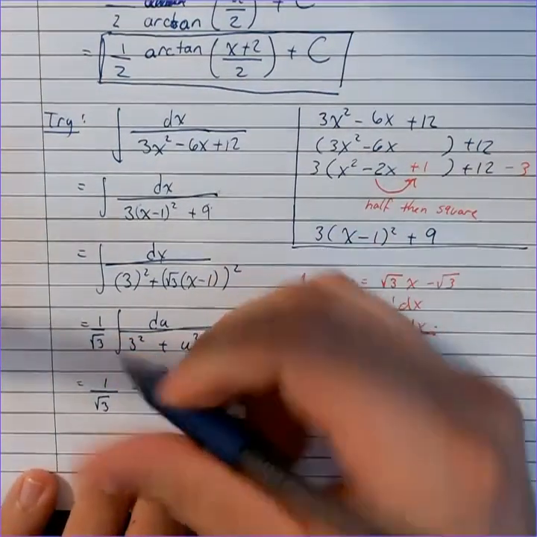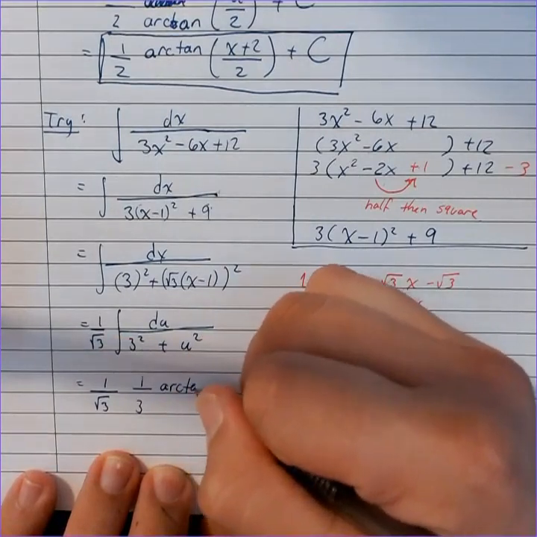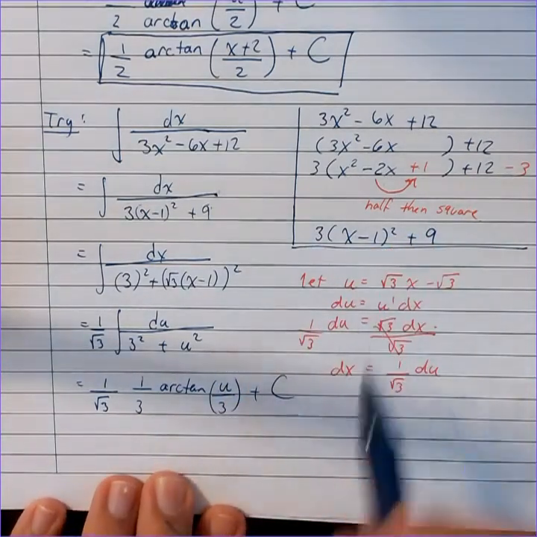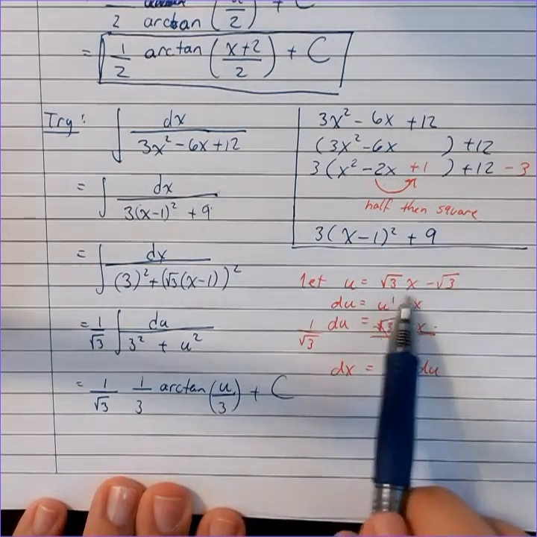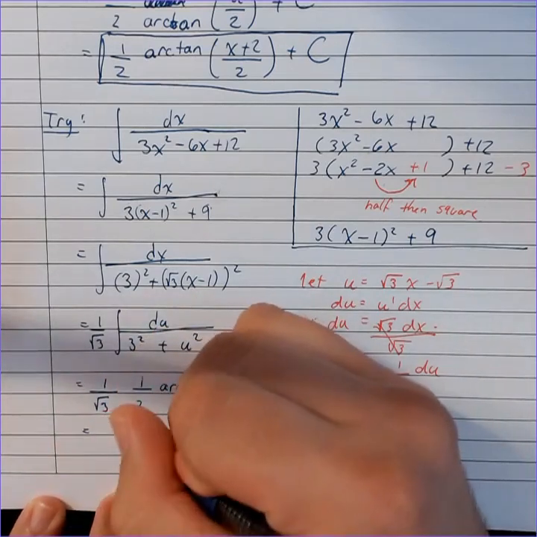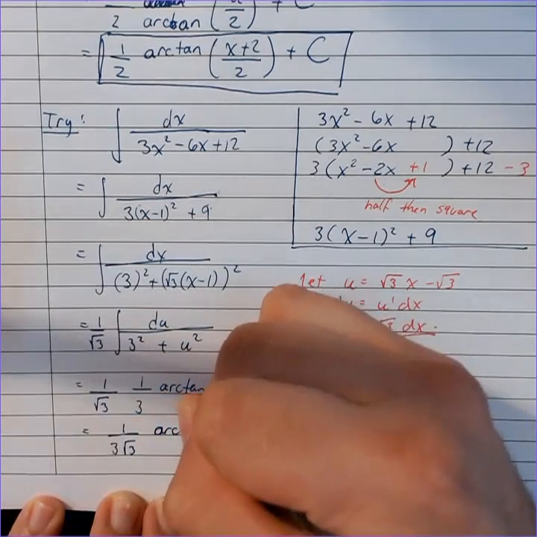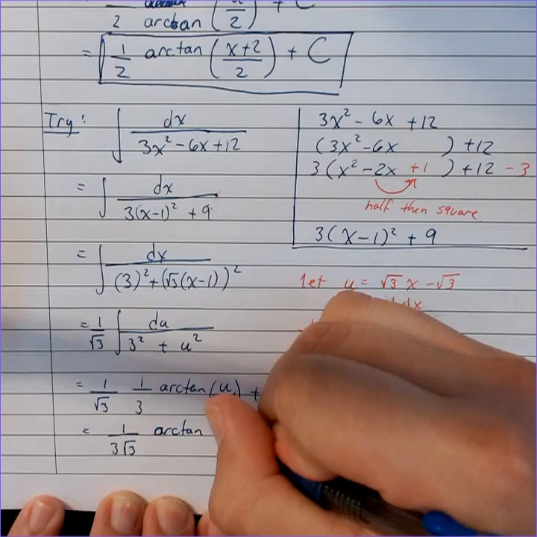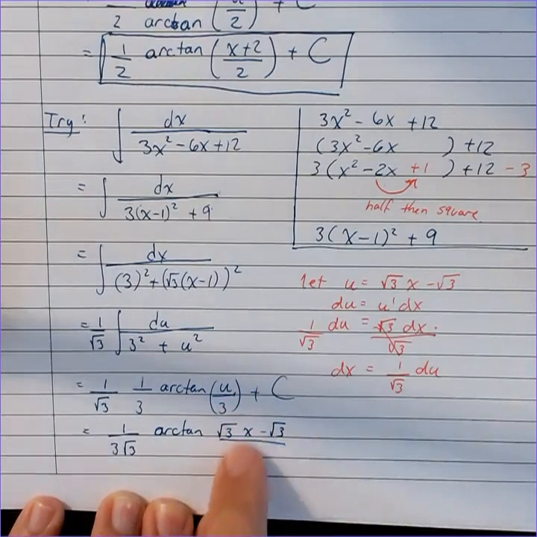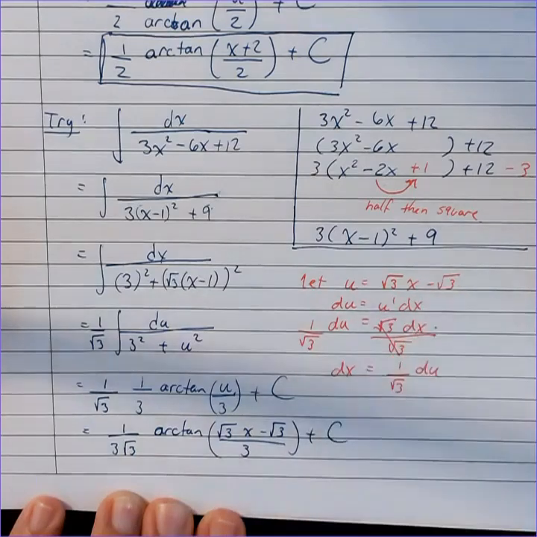Okay, so 1 over a times the arctangent of u over a plus a constant of integration. Now, of course, we know that u is a stand-in for all that stuff right there. Okay? So here we can write this as 1 over 3 root 3 times the arctangent of all of this stuff over 3. Or if you left it as root 3 times x minus 1 in parentheses, that's also fine. Over 3 plus our constant of integration.